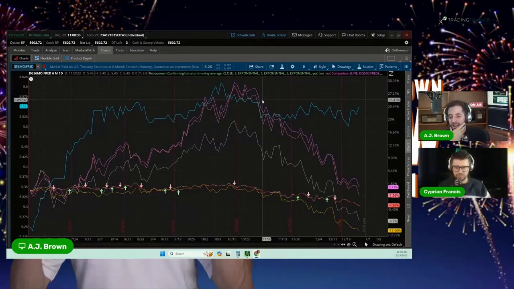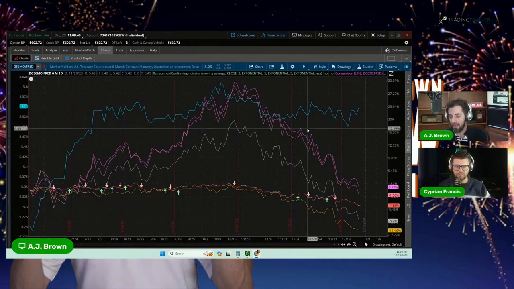This is bond yields. So we typically here on this show are talking about equities, indexes, ETFs. But there is this other half of the market that is typically balanced in people's portfolios, and that's the bond market. So you're looking at a bunch of lines.